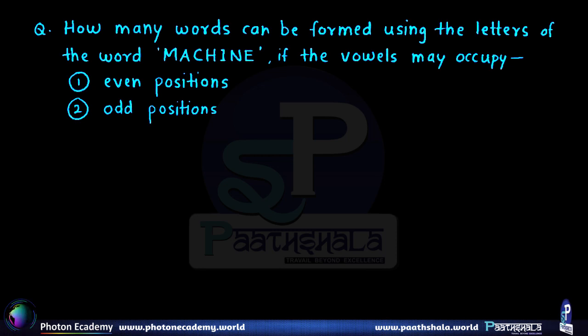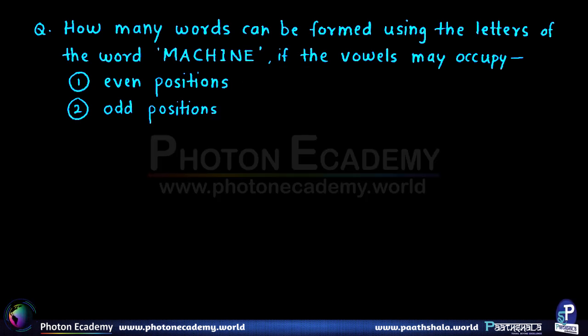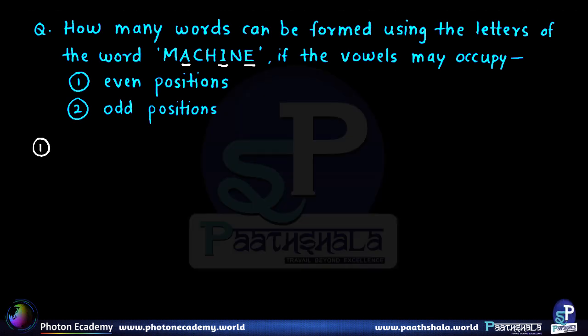How many words can be formed using the letters of the word machine if the vowels may occupy even positions and odd positions? So here we are given the word machine. If we look at the vowels, then there are three vowels as we can see, that is A, I and E. Now let's consider the first sub question, that is the vowels are to occupy the even positions.